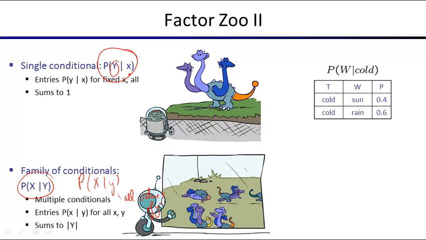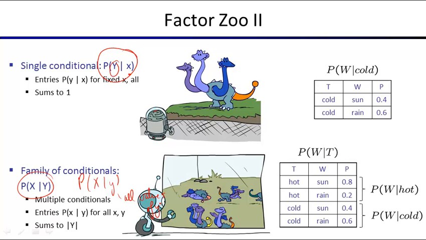So this now is a two-dimensional table because both w and t are varying, and that's what it looks like. You have two distributions stacked into one table.